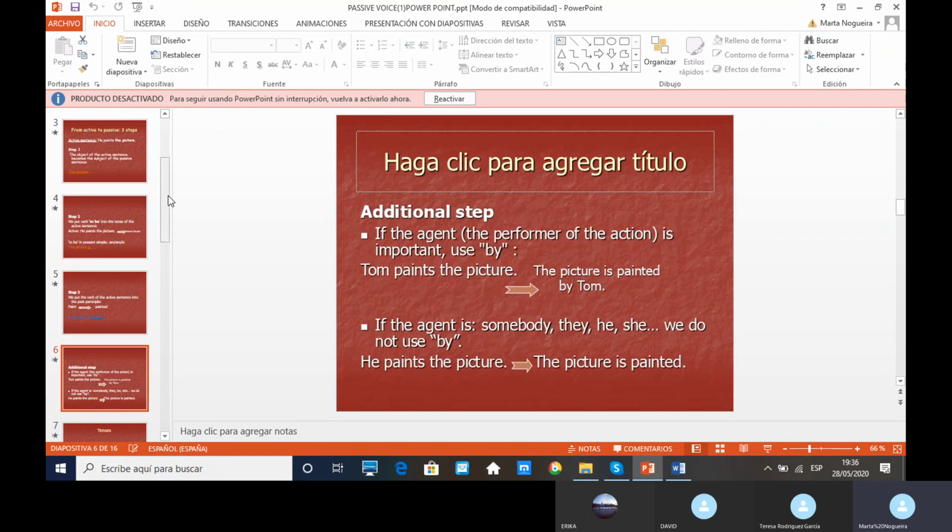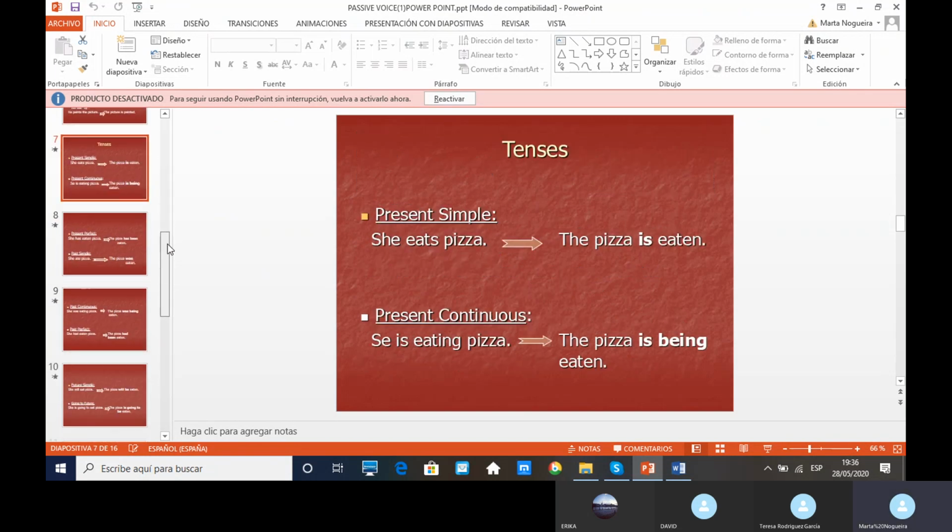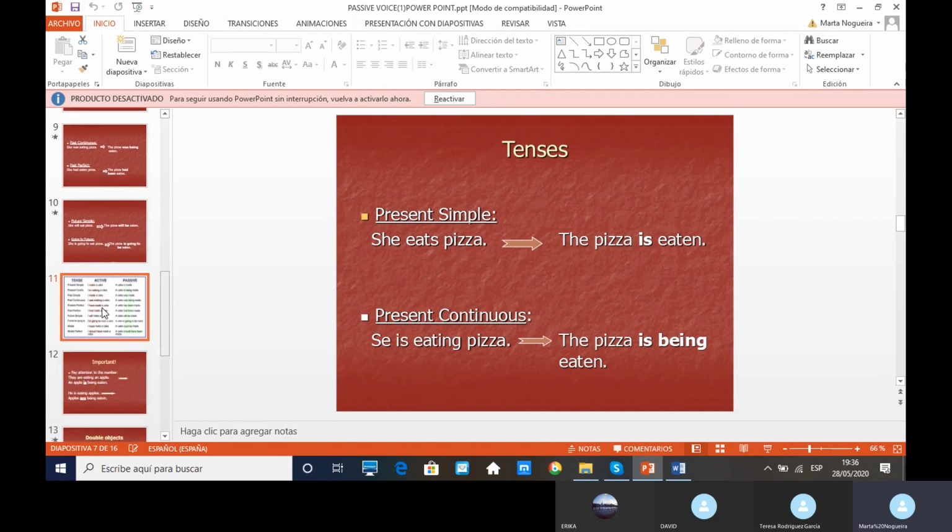Then we had an additional step, which is the agent, which is not always necessary. For example, when we say somebody, they, he, she, it is not necessary to put this, but it is introduced by the preposition by. Este cuadro fue pintado por Nicolás. Por Nicolás, eso es el complemento agente. Ese por no es for, es by, ¿ok? This is important.